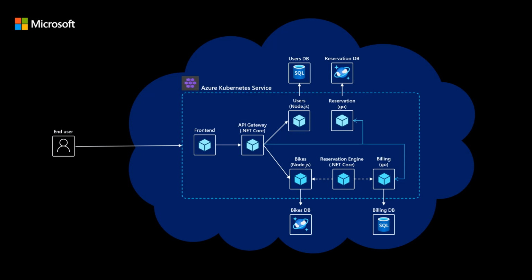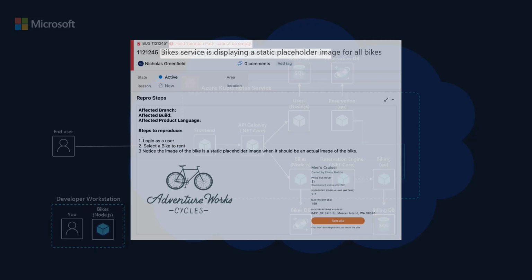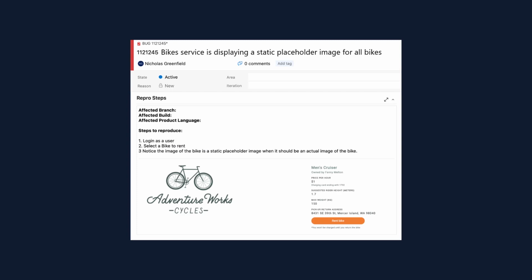So let's revisit the bike renting application that we were previously looking at. This application does exist and is running in Azure Kubernetes Service. Let's say I'm a new developer on the bike's microservice team. I've been tasked with fixing a bug where all bike images are displaying a static placeholder image instead of the picture of the actual bike.